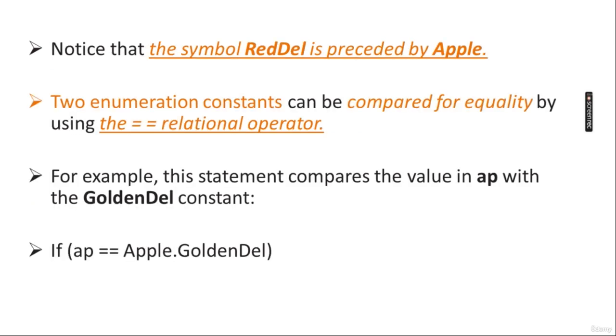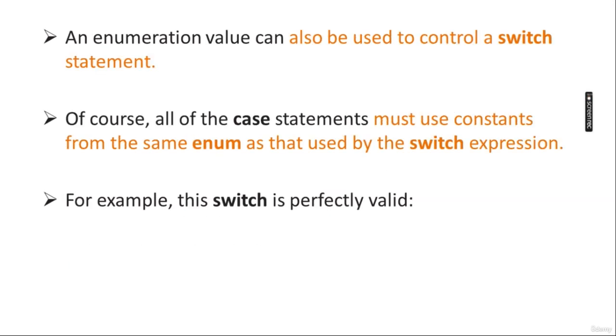Two enumeration constants can be compared for equality by using the equality relational operator, is equal to. For example, this statement compares the value in AP with the GoldenDel constant: if AP is equal to Apple.GoldenDel. So you can compare in such a way.